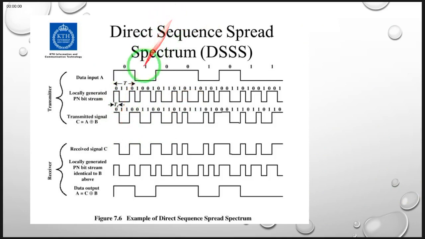And then we compare the second one. When we have 1 and 1, our output is 0. 1 and 0 from our XOR table, we know this is going to be a 1. 1 and 0 again a 1. 1 and 1 is a 0. The operation that we're performing here is simply the XOR operation. And therefore the transmitted pulses are this one.